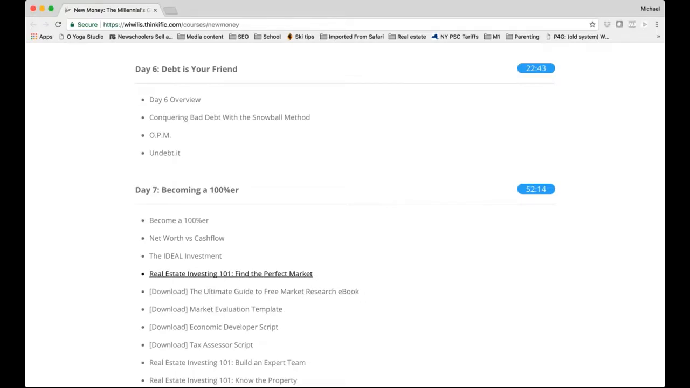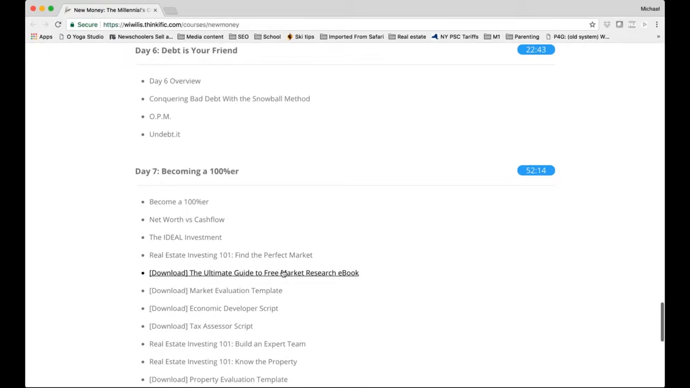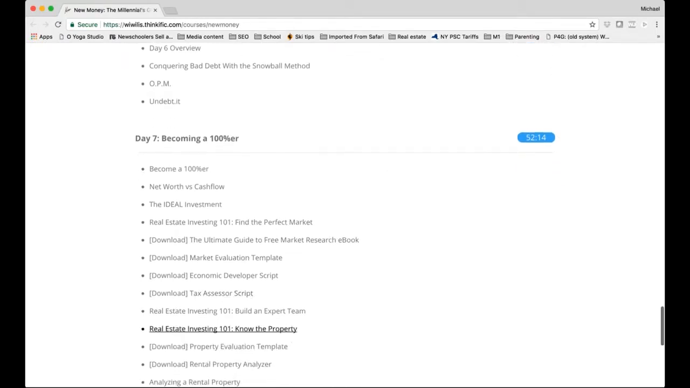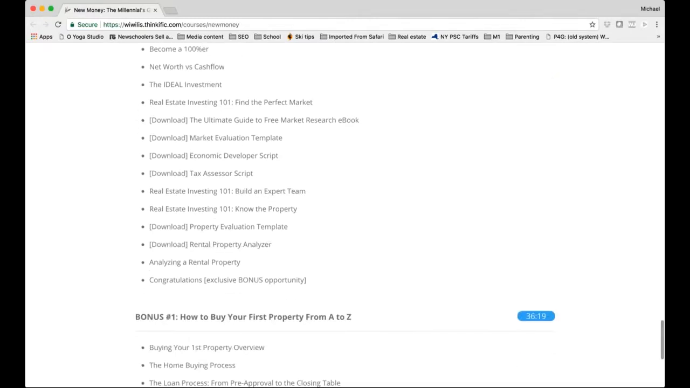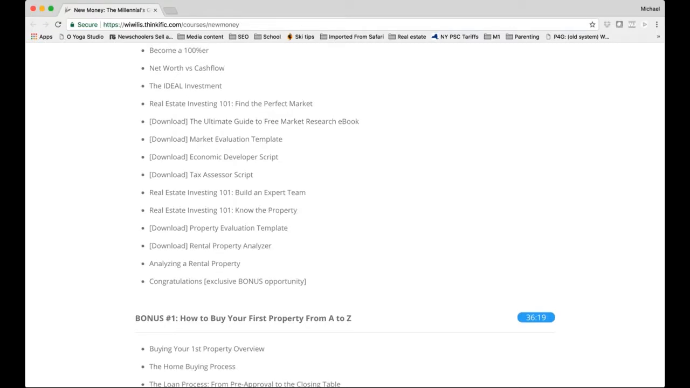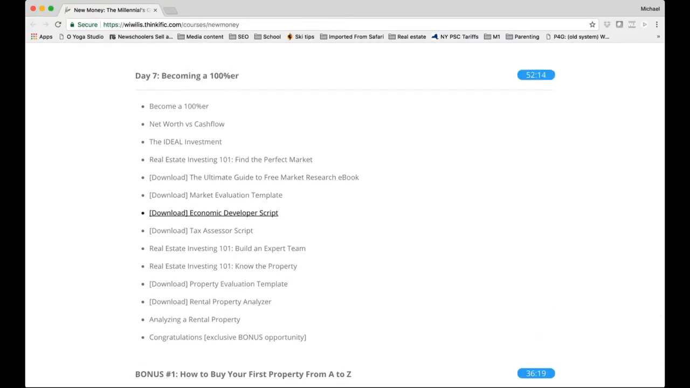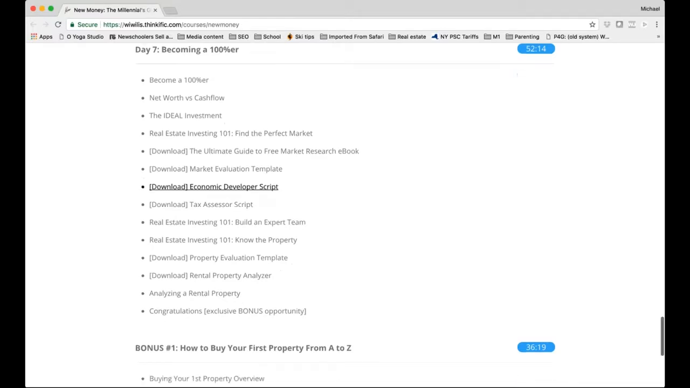And then we go through the net worth versus cash flow method, what I call the ideal investment. And then I've got, you guys are already getting a bunch of this stuff, but you've got the book here, and then I've got some resources on how to build that team. Somebody was asking how to build a team outside of your area. I go through that in this video. Know the property. Again, this is not a real estate course, but this is just setting up your foundation and then finding ways to generate extra income to pour into real estate.